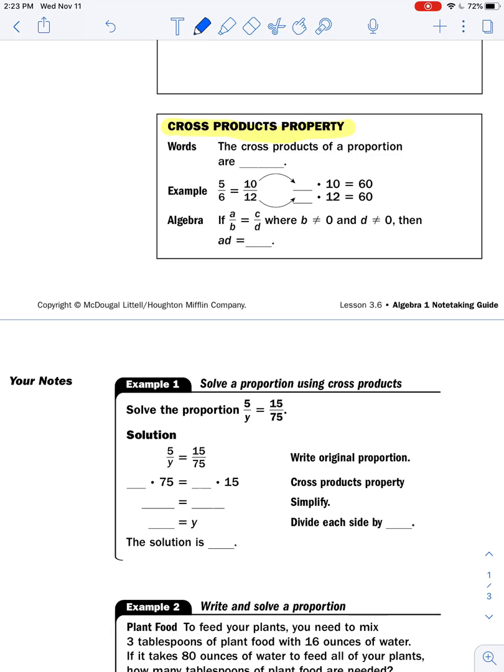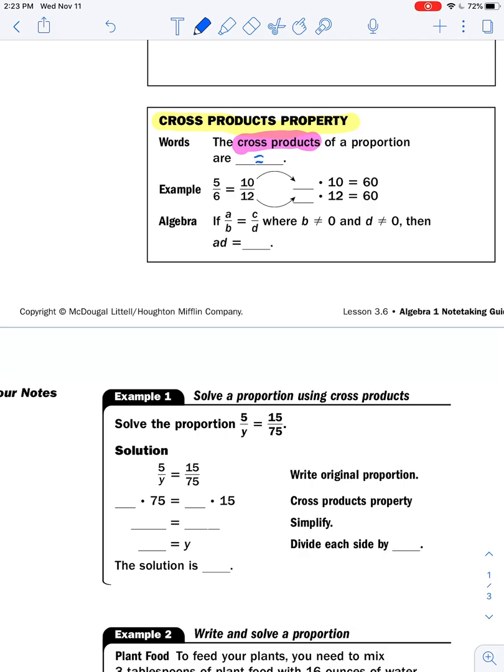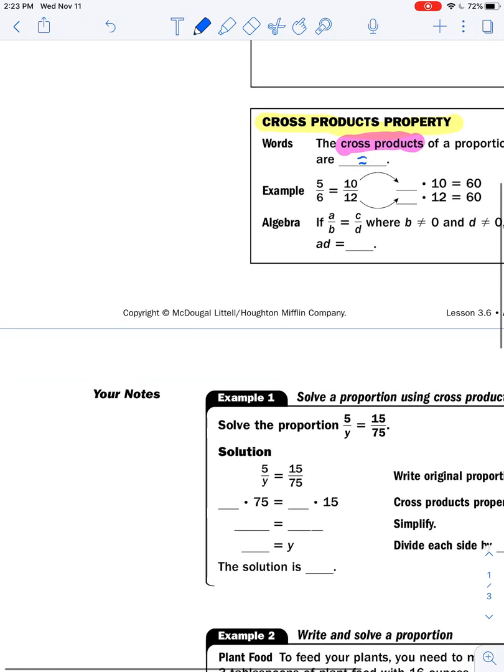It's an easier way to solve proportions than what we were looking at yesterday, I think. And so what we're going to look at are things that are called cross products. And in math, we usually call stuff exactly what it is. So cross is going to mean that they form a crisscross, and product means you're going to multiply. The cross products of a proportion are equal. That's what we're going to get at.